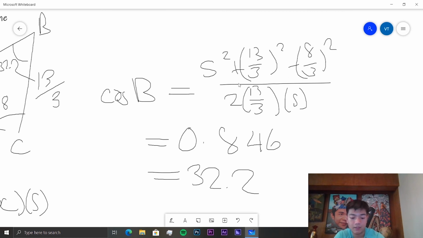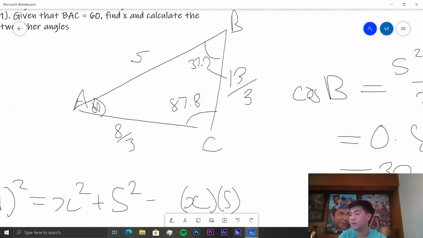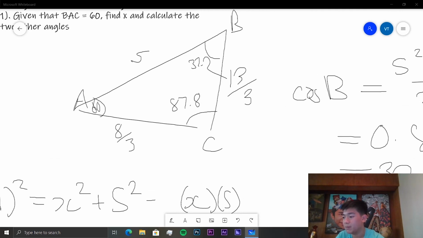It's just maybe I made an error. 25 plus 13 divided by 3 squared minus 8 divided by 3 squared, all over 2, all over 13 over 3 divided by 5. Get 0.84, cosine negative 1 of that. I'm getting 32, so I'm not too sure where the book is coming from too much. Maybe the book's made an error.